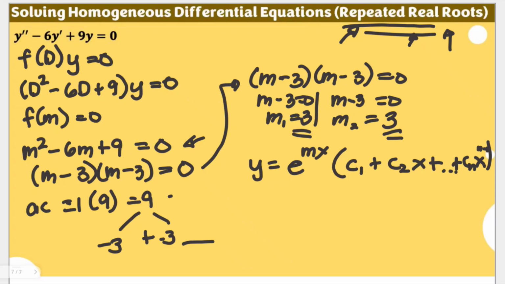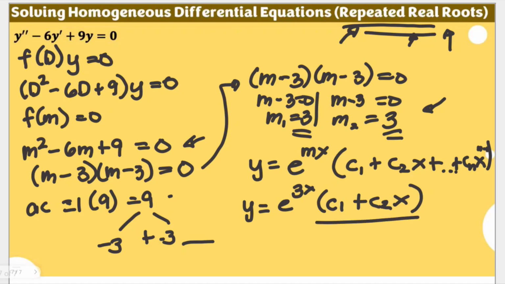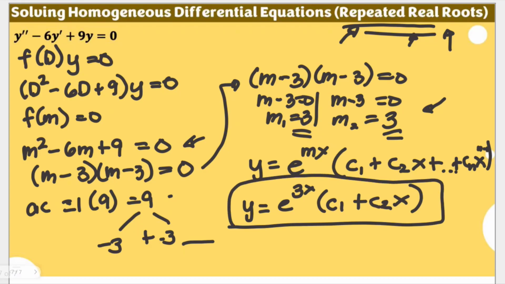But since we only have two roots here that are repeated, you will have y is equal to e to the power of mx, or let's simply substitute our m, which is our root, just 3x, times c sub 1 plus c sub 2 x, until here, because you only have two roots. This is now the solution for this given differential equation. Thank you very much for watching.